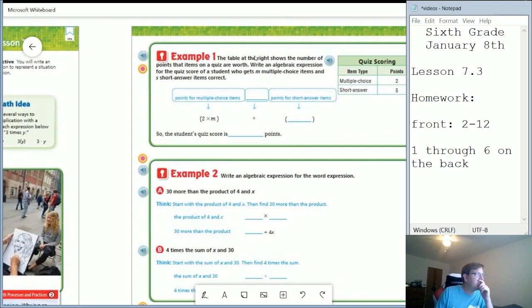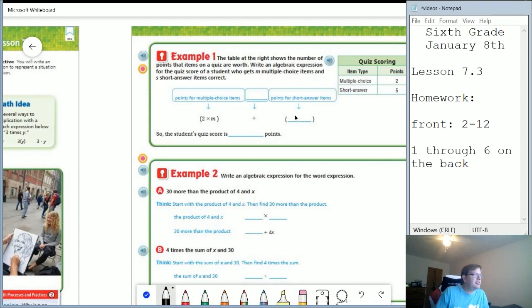All right, the table at the right shows the number of points that each type of item on the quiz is worth. And so we want to figure out the score. The short answer is going to be S. The multiple choice answer is going to be M. And so for our answer for that, we are going to end up with 5 times S. I'm going to make my S look like that.